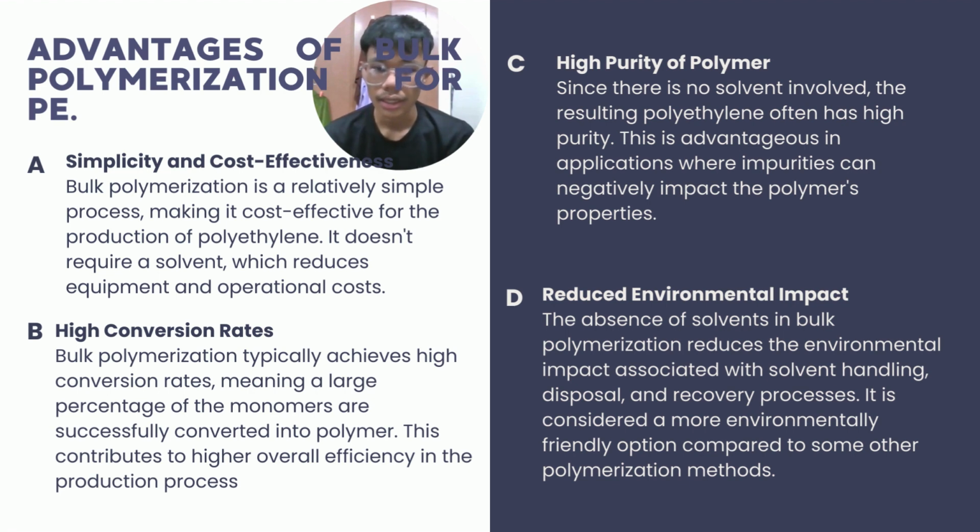Number two is high conversion rates. Bulk polymerization typically achieves high conversion rates, meaning a large percentage of the monomers are successfully converted into polymer. This contributes to higher overall efficiency in the production process.